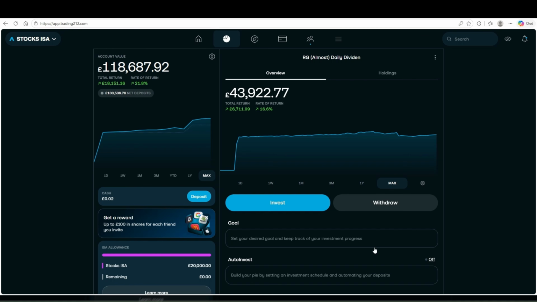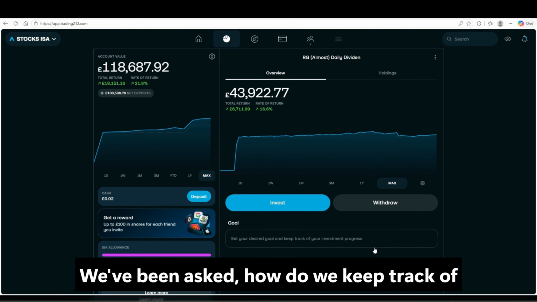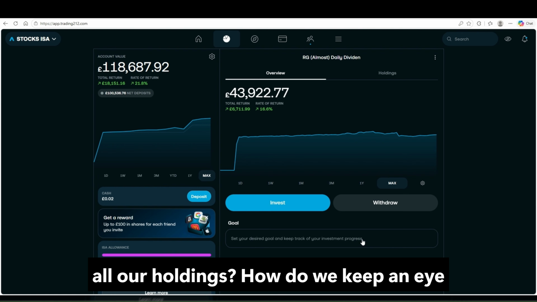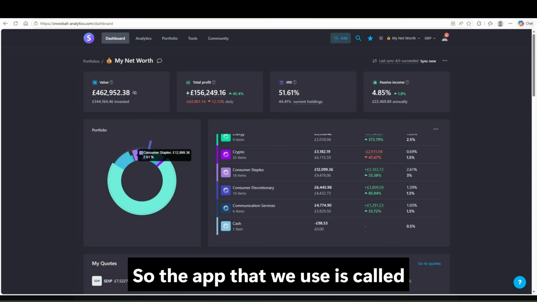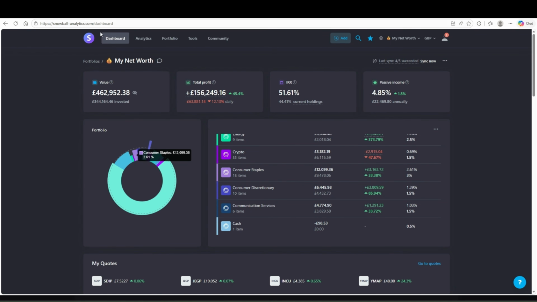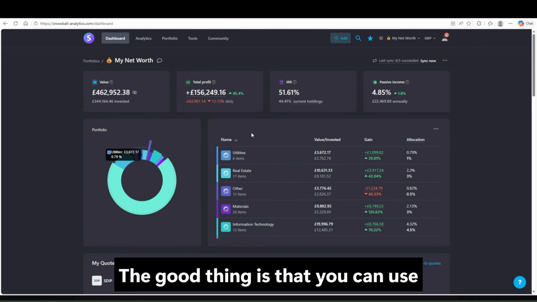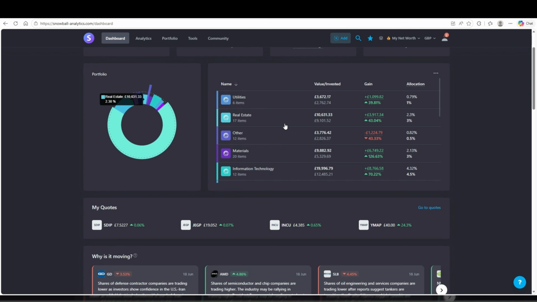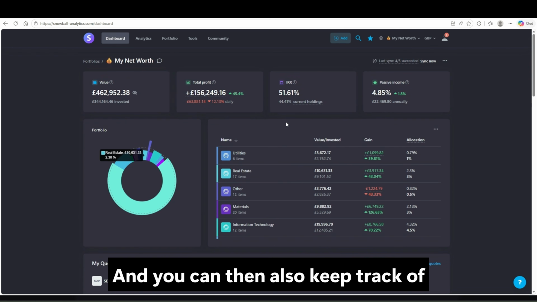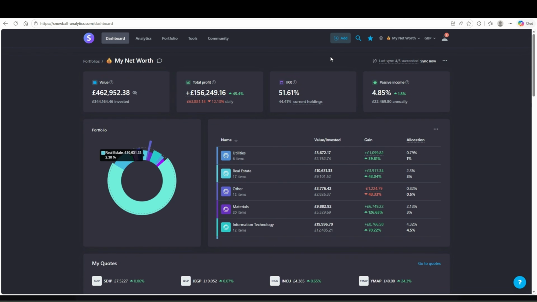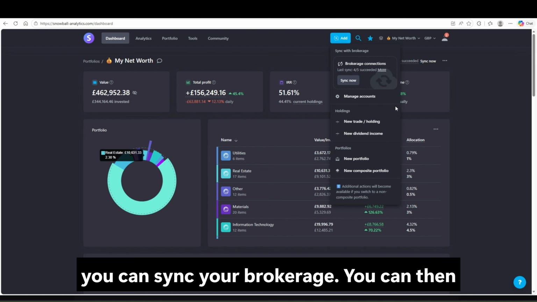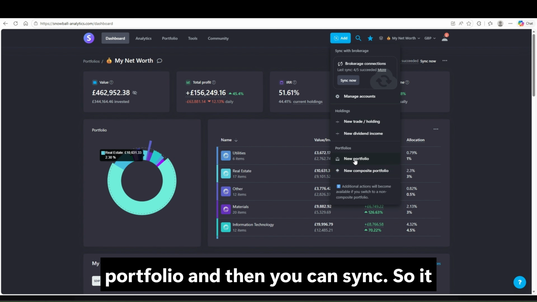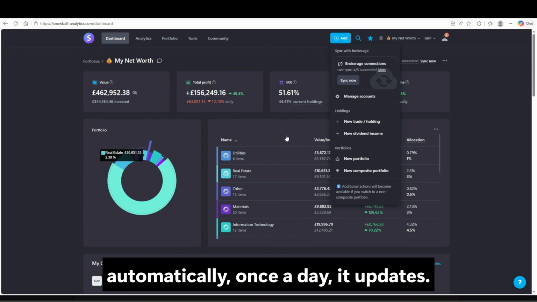Hello, everyone, and we've been asked, how do we keep track of all our holdings? How do we keep an eye on our portfolio and track it? The app that we use is called Snowball Analysis. The good thing is that you can use it for free, and you can then also keep track of your portfolio. If you go to add, you can sync your brokerage. You can then manage your accounts. You just put in a new portfolio and then you can sync. It automatically updates once a day.